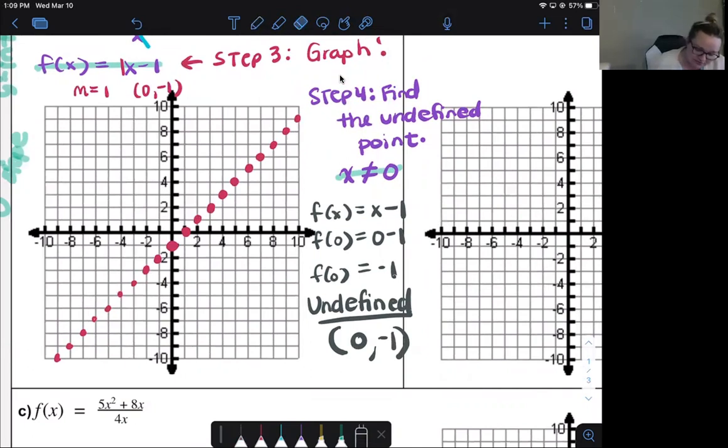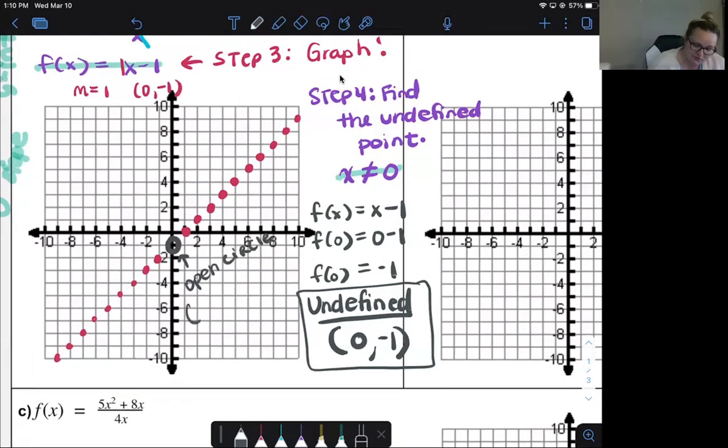So I'm going to go to (0, -1) on my graph, and I'm going to put an open circle. Originally I had just a closed circle there, so I erased it, and then I put an open circle at (0, -1). That means that our graph includes every single point on this line except for (0, -1), since X can't be 0. So our undefined point is an open circle.